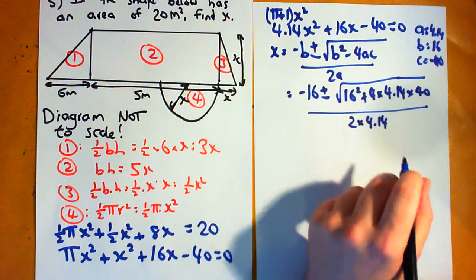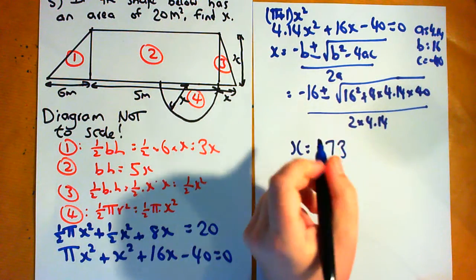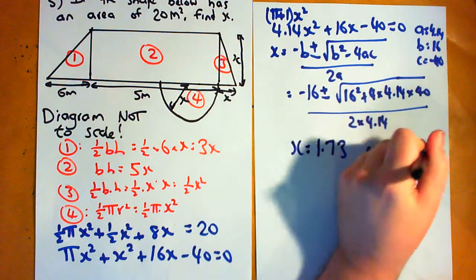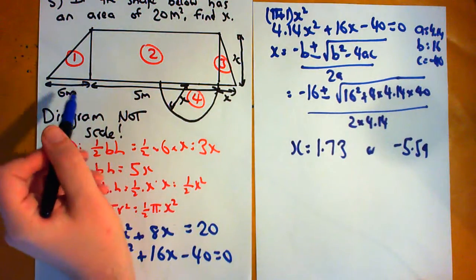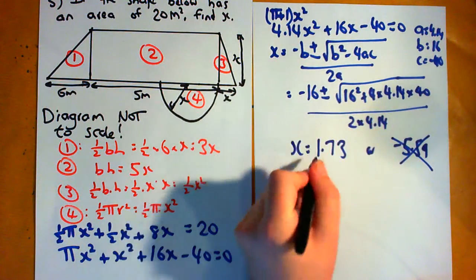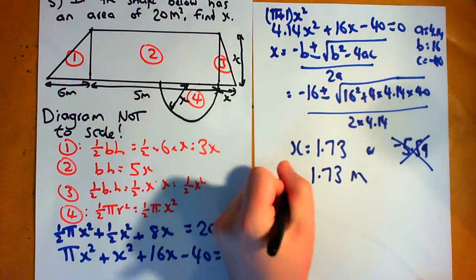And if we calculate that, we get answers of x equals 1.73 or negative 5.59. So it can't be negative because we're talking about a length, which means if it can't be negative, that leaves us with 1.73 metres as our answer.